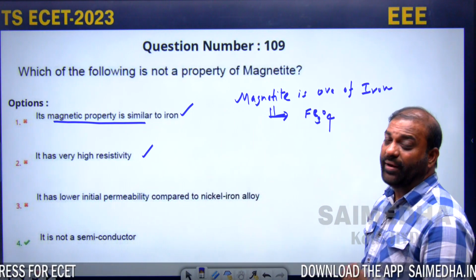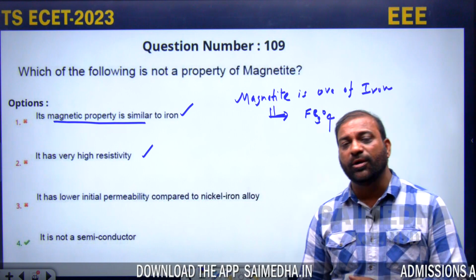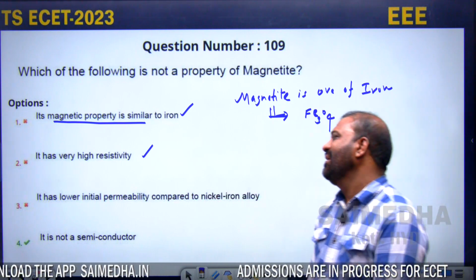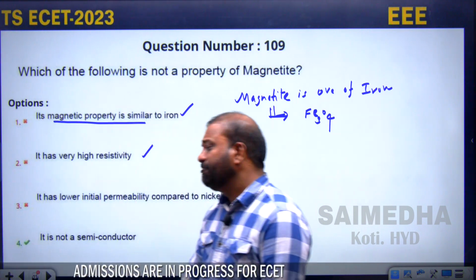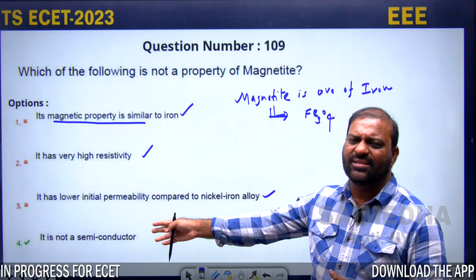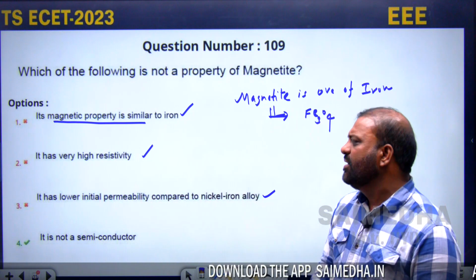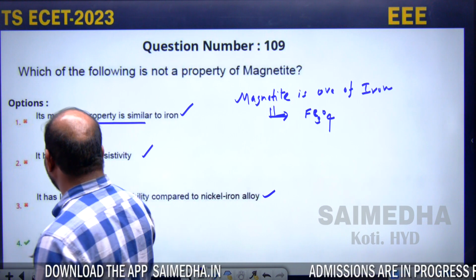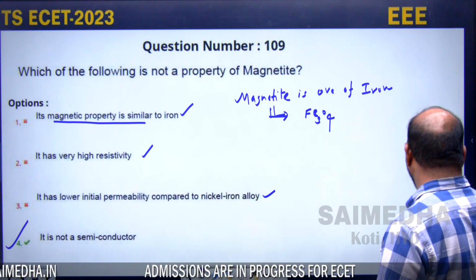Nickel iron alloy is a good magnetic material. Nickel iron alloy has a higher permeability. When you compare the permeabilities of magnetite and nickel iron alloy, the permeability of magnetite is generally lower. Is this also correct here? And it is not a semiconductor. If you see the properties of hematite, actually this statement is not related to magnetite. Magnetite is neither a perfect conductor nor a perfect insulator. Somehow it is an intermediate conductor, nothing but a semiconductor only. So that's why this statement is not a property of magnetite. So option 4 is the right answer.